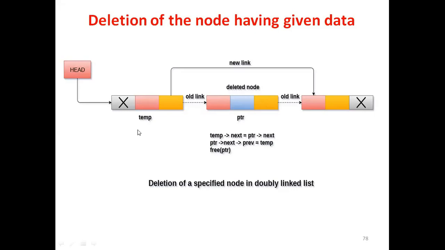We have to use two pointers here. The first pointer, PTR, should point to the node whose value is matching, the node that we want to delete. Another pointer should point to the previous node of that node. So that is temp.